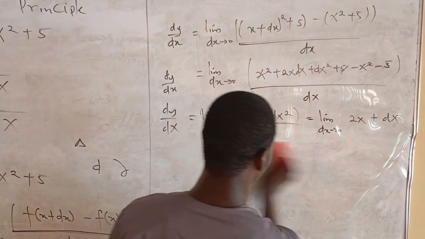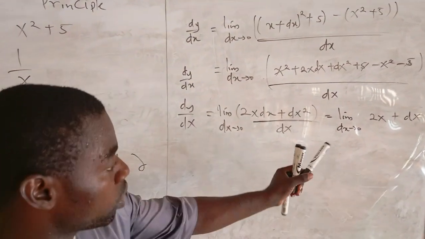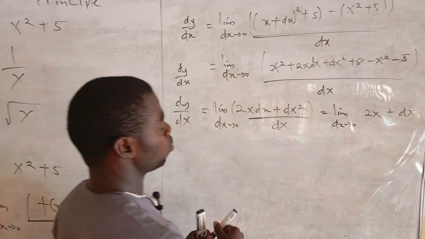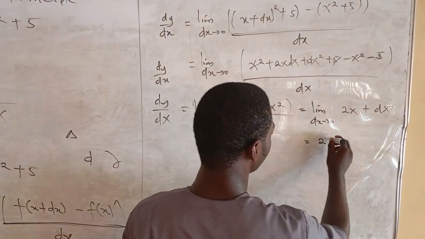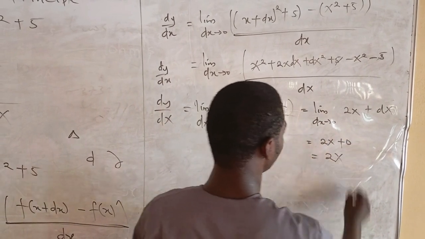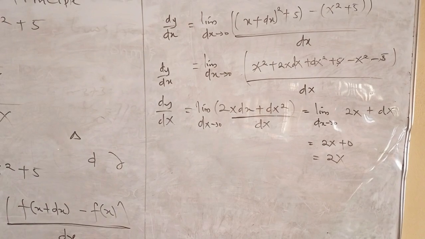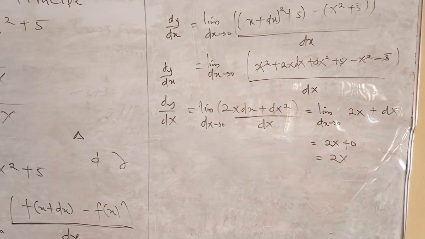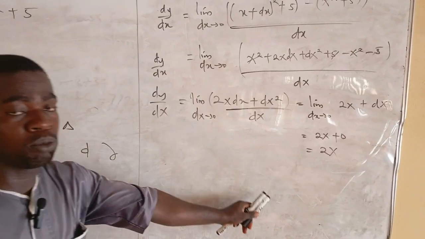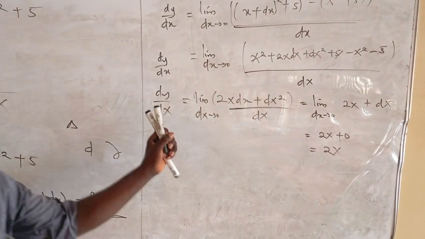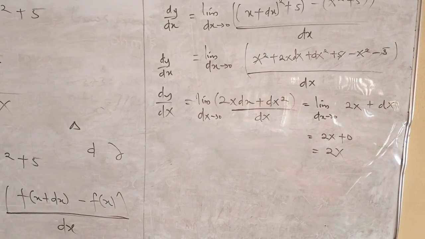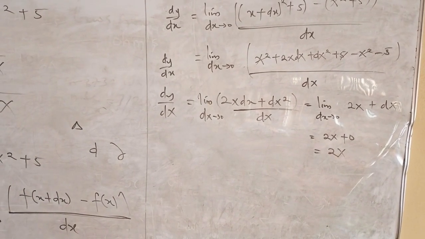Okay, so at this point the limit as dx approaches 0, this will now become 2x plus 0, which is equal to 2x. Therefore the derivative of x squared plus 5 is equal to 2x, and we've seen how we're able to get that from first principle, right? So we'll go over to looking at the derivative of the other questions that we have.